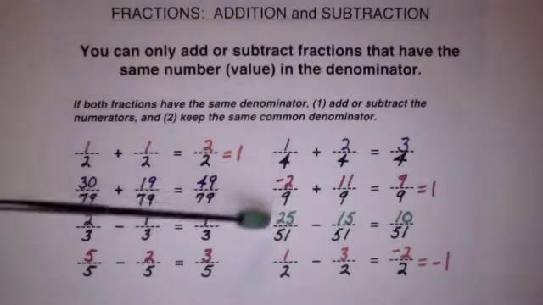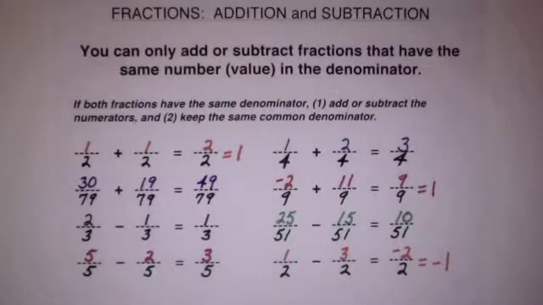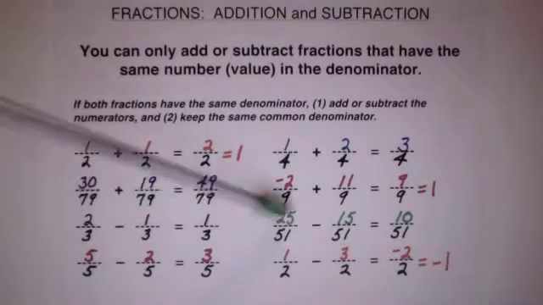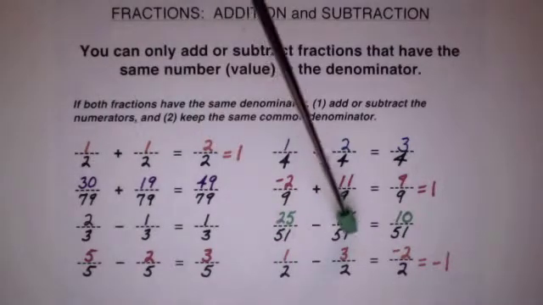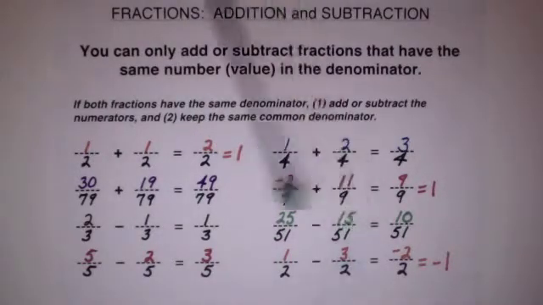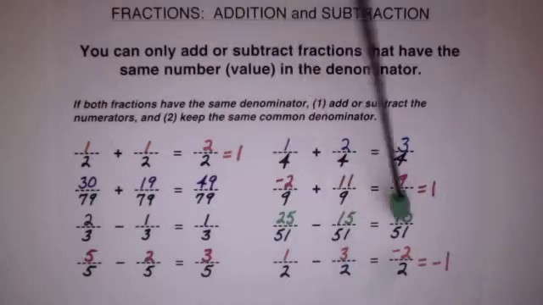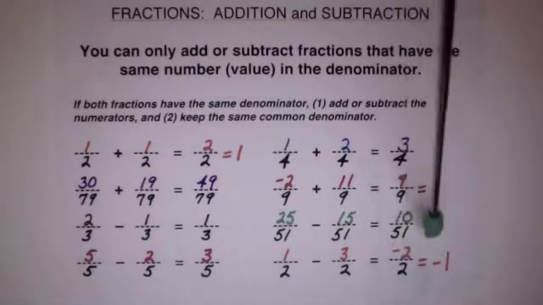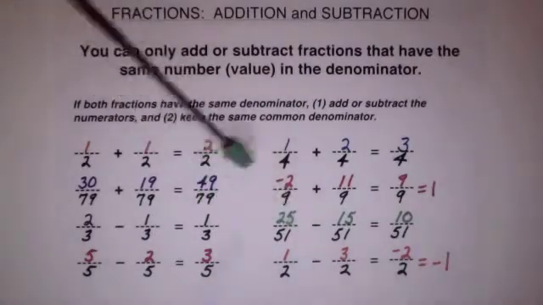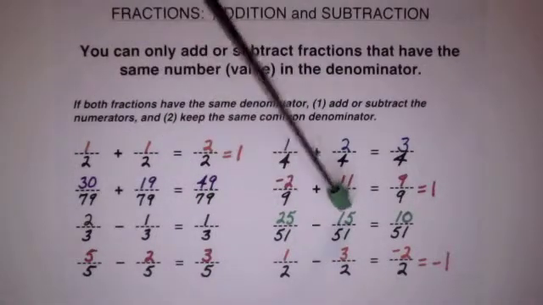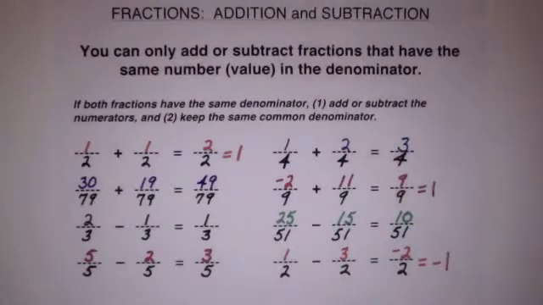Here's another example. 25 over 51 minus 15 over 51 equals 10 over 51. The denominators here are the same. They're all 51. 51 in this denominator, 51 in this one. Therefore, I can add or subtract these fractions. I keep the same common denominator, 51. Now I must subtract the numerators. 25 minus 15 equals 10.